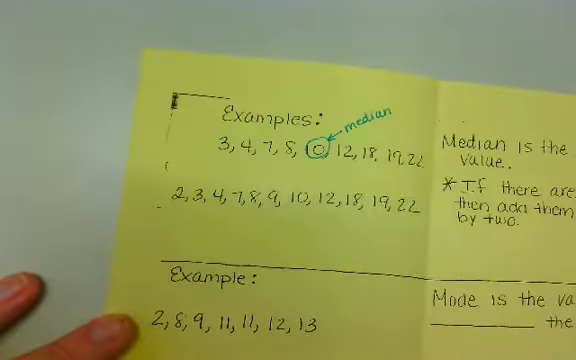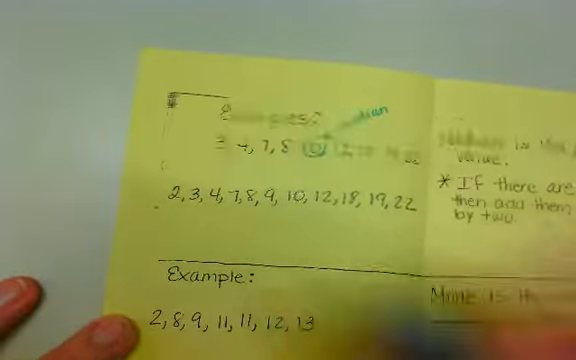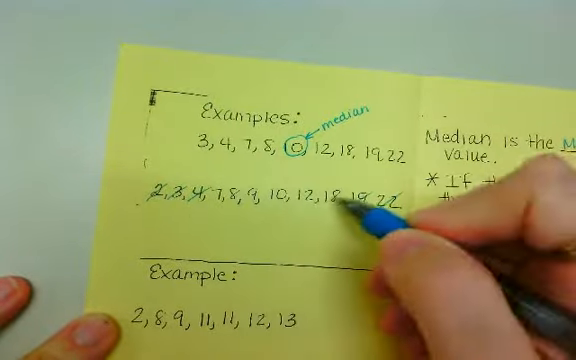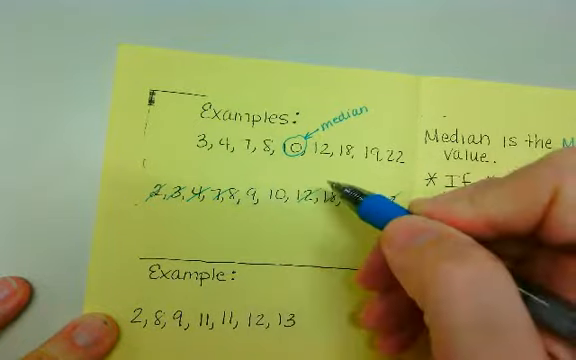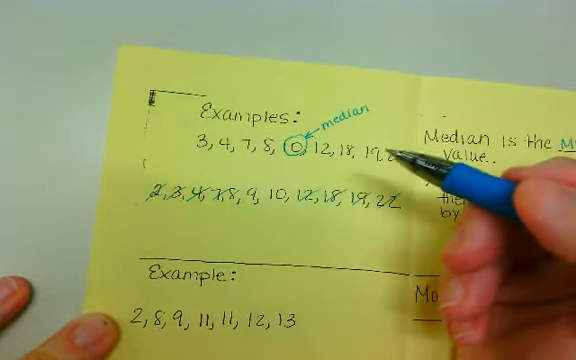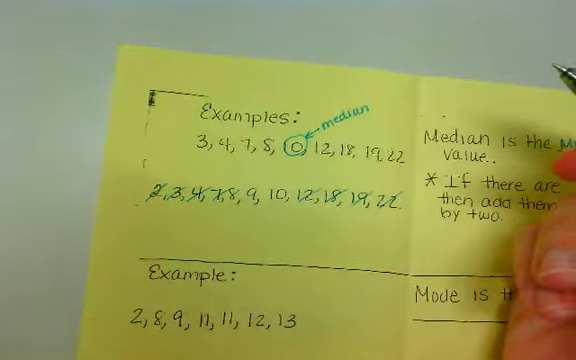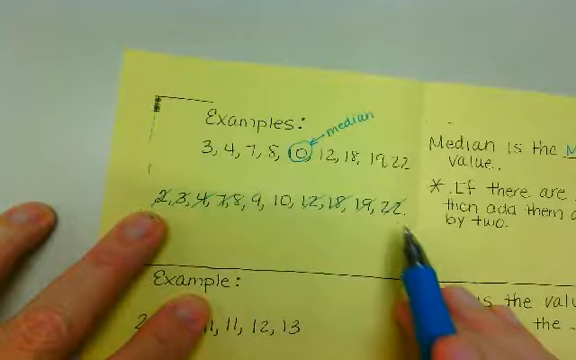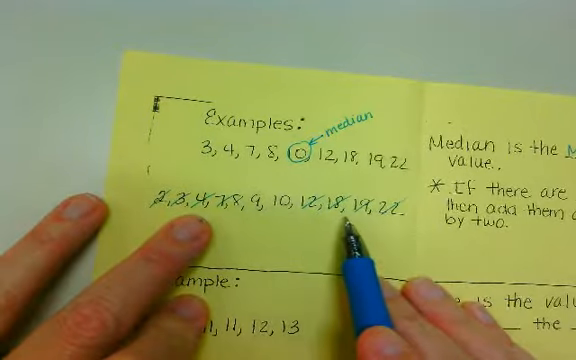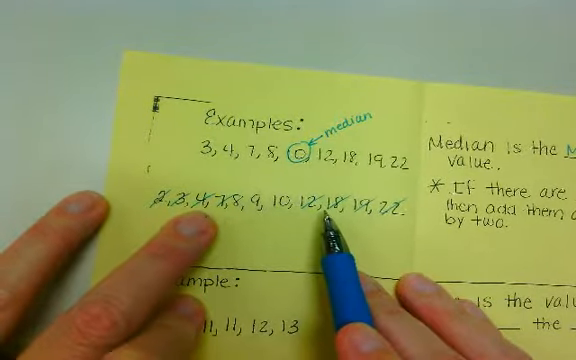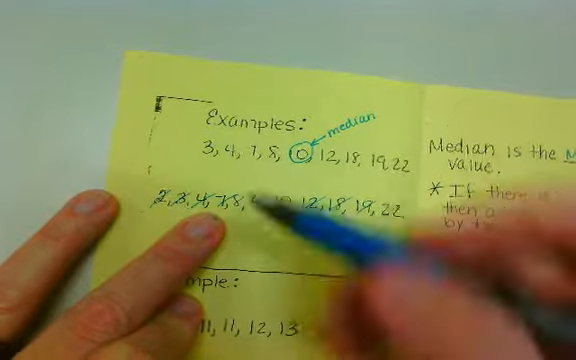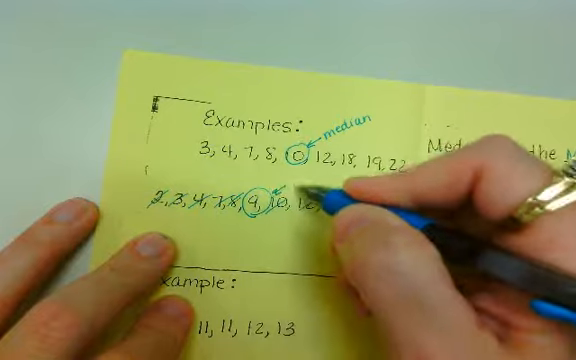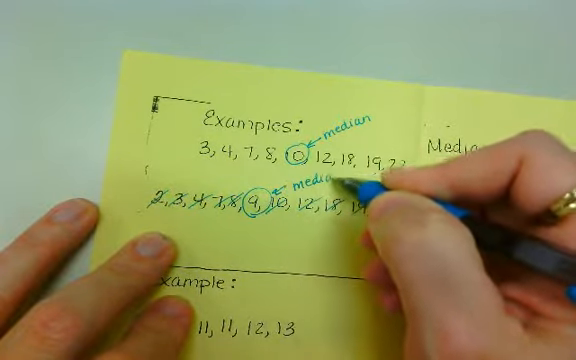Now, another way you can do it is you can mark off each end until you hit the middle. So go here, here, until you hit the middle numbers. Sometimes it gets confusing when you have a lot of numbers. But if you look, we took off this one, this one, this one, this one, and this time we're left with the median of 9.